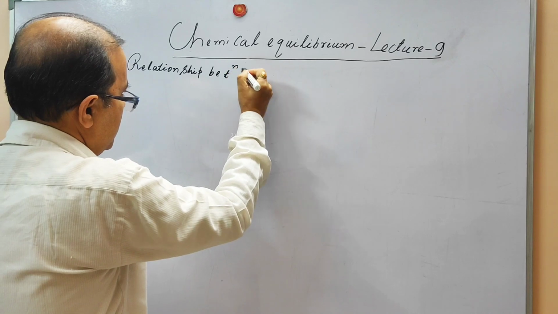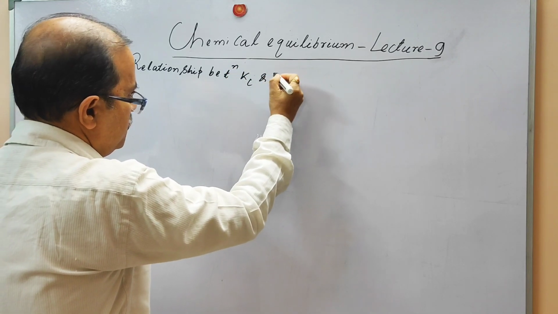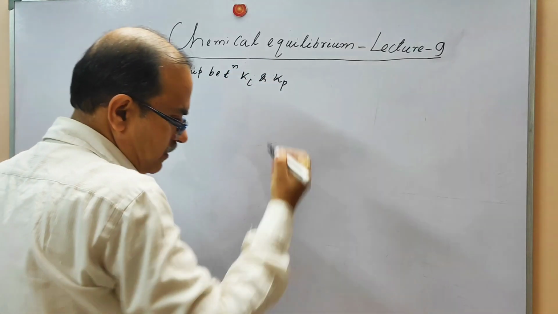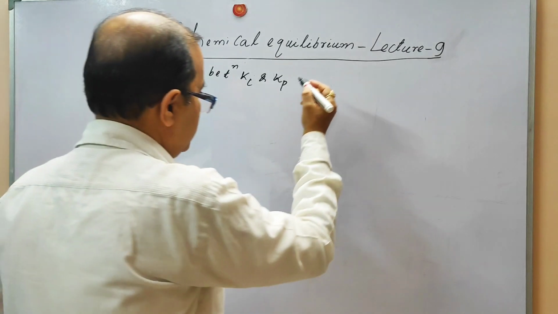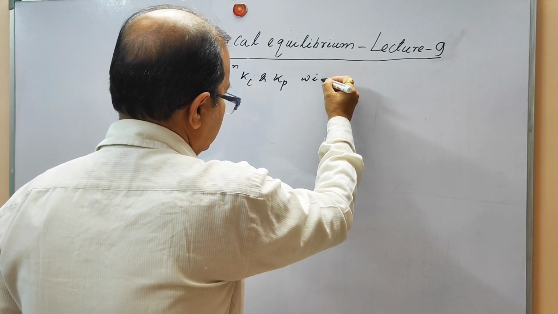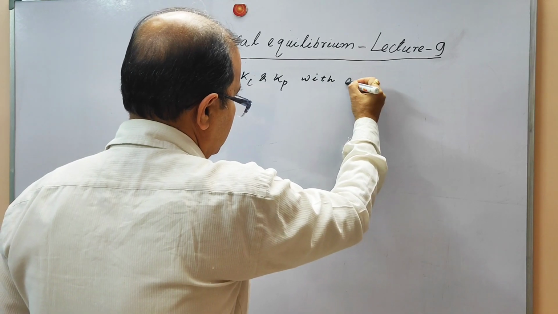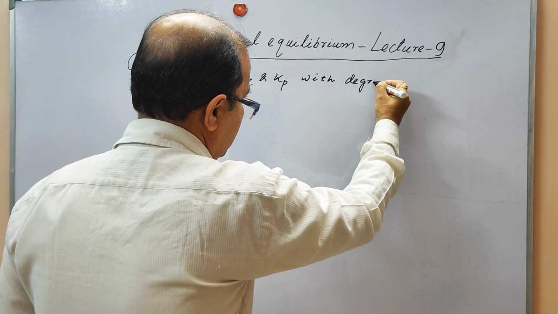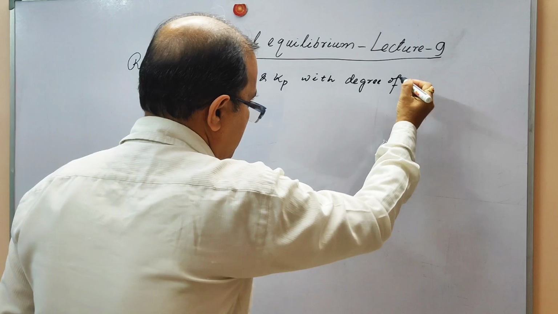between Kc and Kp. Kc and Kp we already know, that is basically the equilibrium constant. Kc and Kp with degree of dissociation.